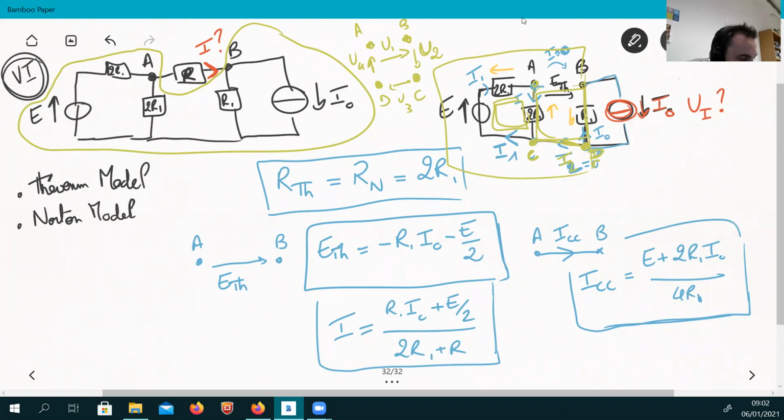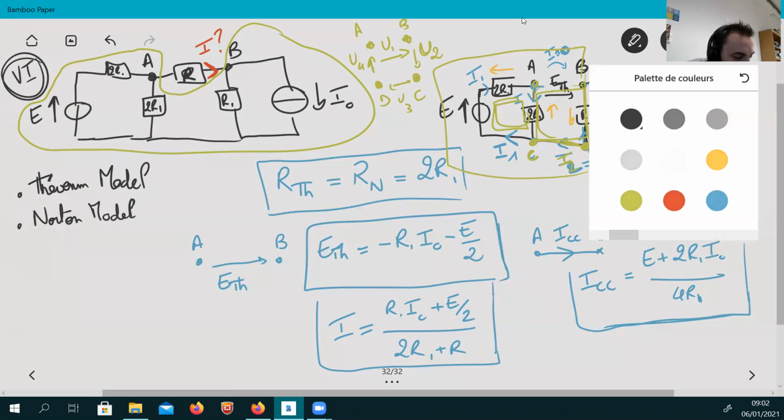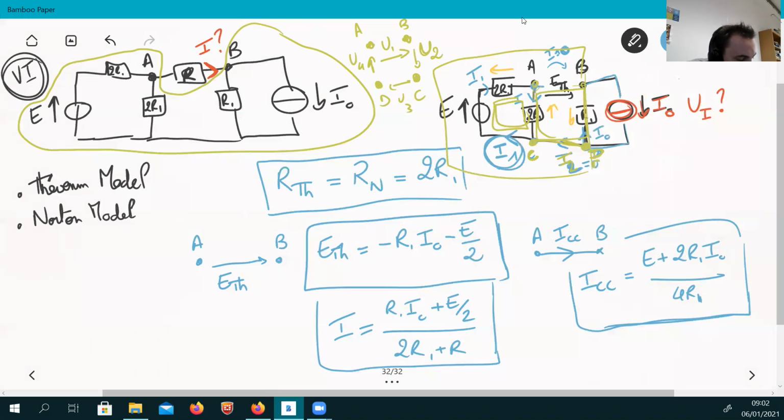So you have three different meshes, okay? What are the unknowns here? The first unknown is the current I1, you don't know it, and the other unknown is ETH, correct? So you need only two equations to solve this system with these two unknowns. Does it make sense? Yes. Okay, so now you just have to write at least two equations from the mesh law, and you have three different options.